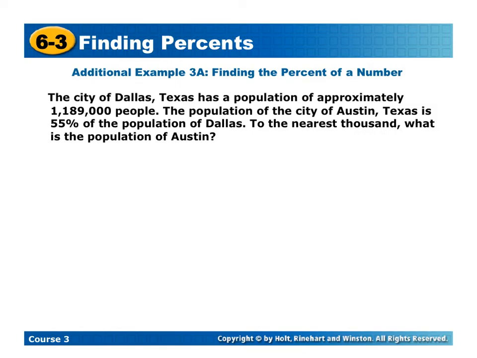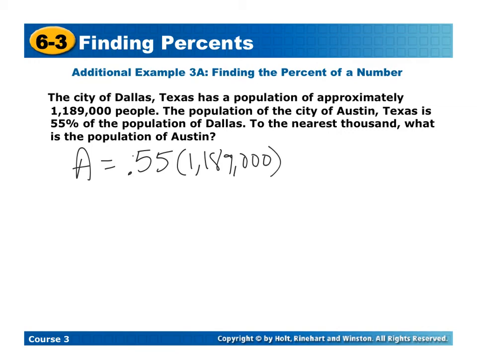Now let's look at an example where we're actually finding the percent of a number in a real life situation. Here, the city of Dallas, Texas has a population of approximately 1,189,000 people. The population of the city of Austin, Texas, is 55% of the population of Dallas. So Austin is equal to 55% of the population of Dallas. And Dallas is 1,189,000 people.